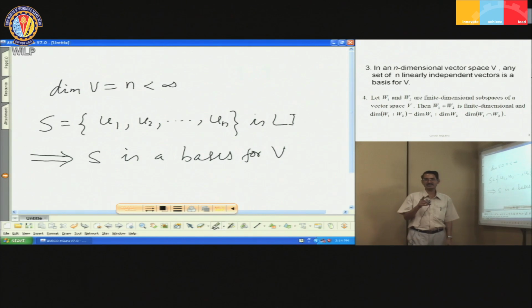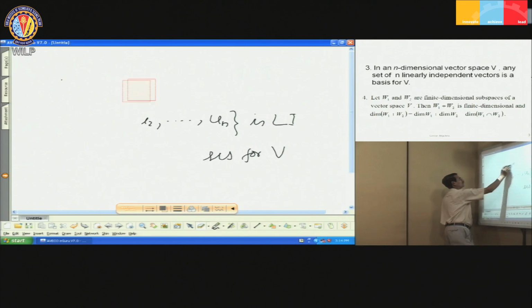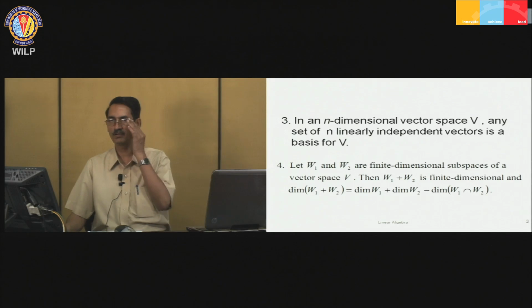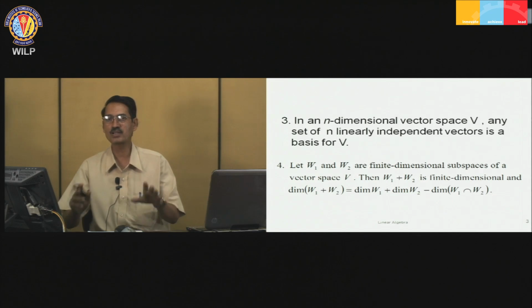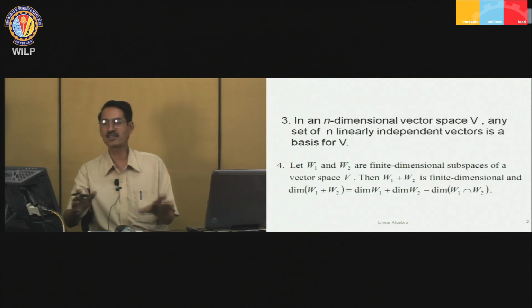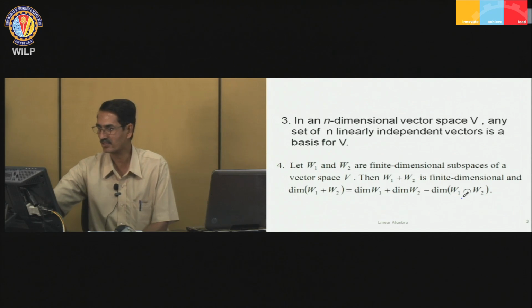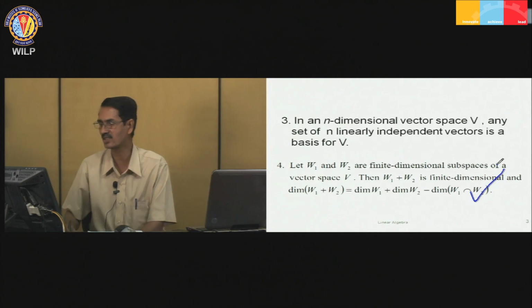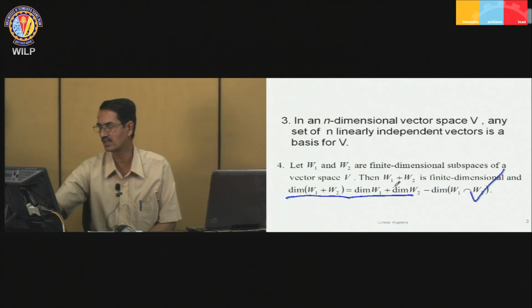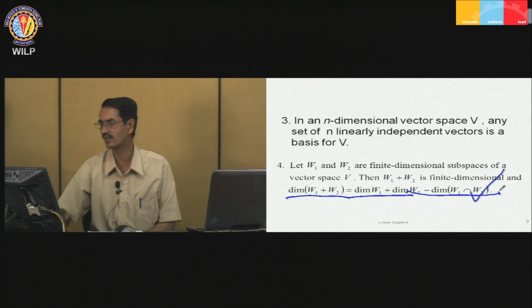Therefore, we shall see some examples based on this also. And one more result: see what is the meaning of dimension of W1 plus W2. If you look at the fourth important property, suppose W1 and W2 are finite dimensional subspaces of a vector space V, then the dimension of W1 plus W2 is equal to the dimension of W1 plus the dimension of W2 minus the dimension of W1 intersection W2. This is a very useful result.